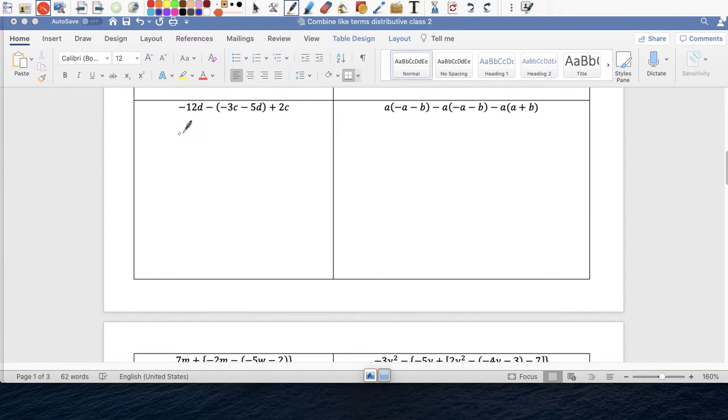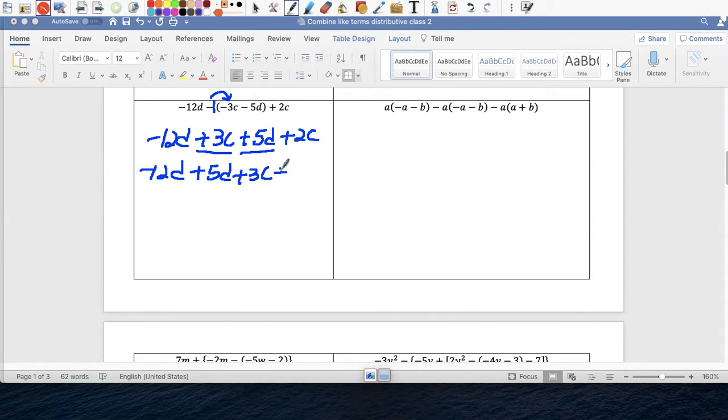So, okay, quickly, first thing, remove the parentheses, so it's negative 12d. That stays, right, because there's nothing happening. We should put a 1 in here. Negative times a negative is a positive, plus 3c. Negative 1 and then negative 5d, it's going to be positive 5d, plus 2c. Negative 12d, let's move the 5d next to it, plus 5d. Let's move the plus 3c to the back, next to the plus 2c. Combine these two, you get negative 7d. Combine these two, you get plus 5c. Final answer.